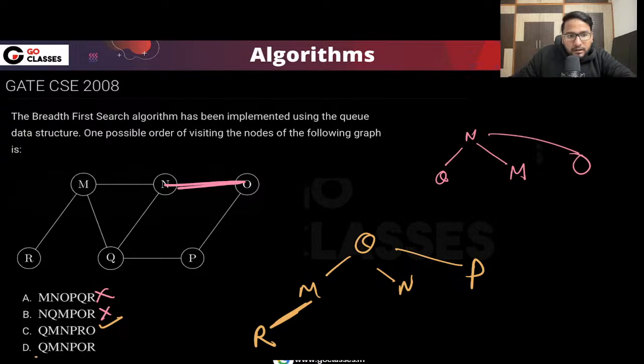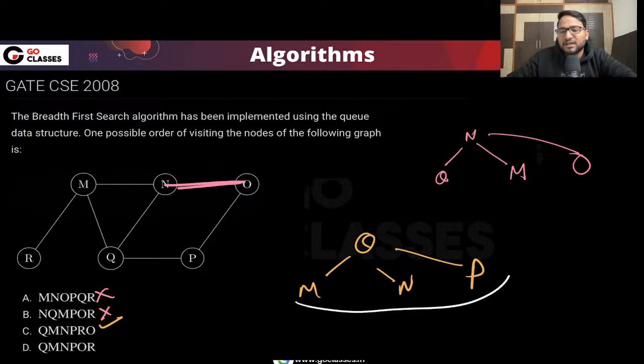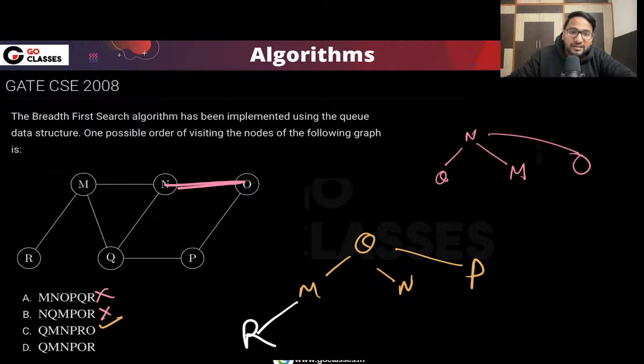But Q, M, N, P, and then can you go to O? This is wrong. See, after Q, M, N, P, you have to go to the neighbors of M only, because M is the first vertex that you will be pushing in the queue. So once this is done, then you have to go to the neighbors of M only, which has to be R only. And then you will say that this is done, this is done, this is done, and then you will go to the neighbors of N, which is basically O, right? So this is the correct order.